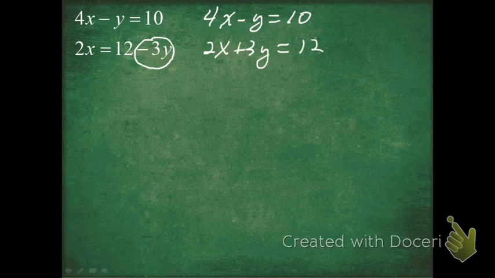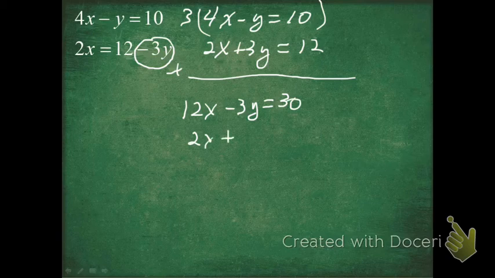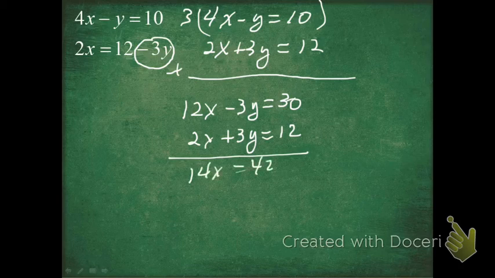Okay, this time I think I'll get rid of the y's. I'm going to multiply the top one by 3. You know, when you're doing this, it really doesn't matter which variable you decide to get rid of first. It does not matter. As long as you do all the arithmetic correctly, you'll be fine. Okay, so then my new equations look like this. I have 12x minus 3y is equal to 30, and 2x plus 3y is equal to 12. Adding these together, 14x, the y's are gone, is equal to 42. So that tells me that x is equal to 3, dividing 42 by 14.